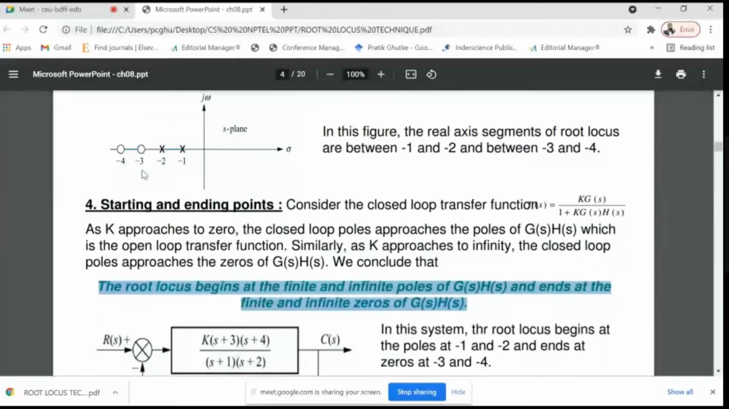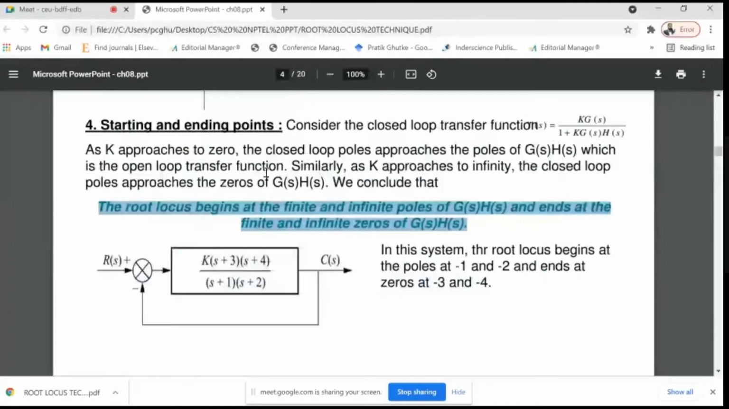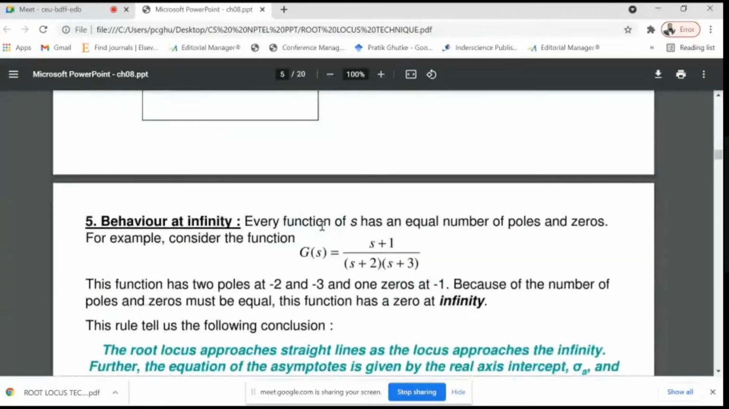Now see the behavior at infinity. Every function has an equal number of poles and zeros. For example, consider a transfer function. Just tell me now, this is your transfer function. How many poles are there and how many zeros are there?